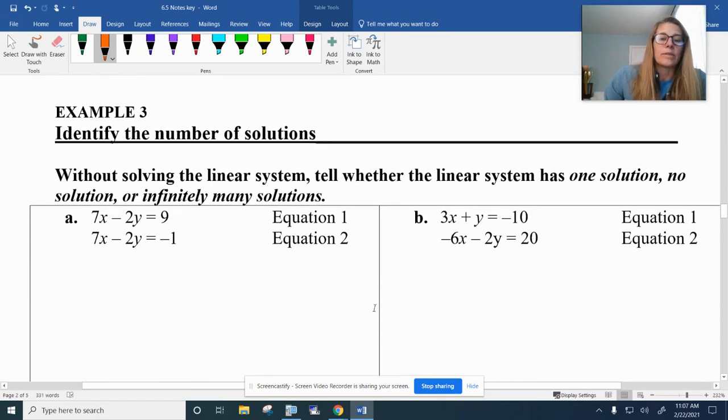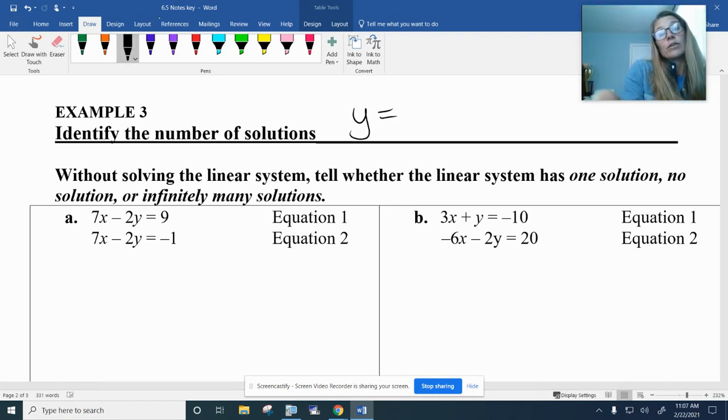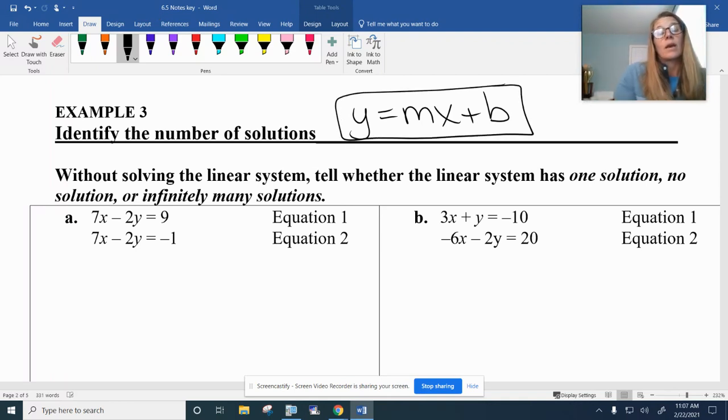All right, identifying the number of solutions without actually solving. So the last page we went over solving. We could use elimination, we could use substitution, we could also graph and see where they cross or don't cross. But actually, all we really need to do, we don't actually fully have to graph them. We could just get them into that slope-intercept form, and then we could analyze the slope and the y-intercept to see if they're going to be parallel, intersecting, or coinciding. And that would tell us if they have one solution, no solution, or infinitely many solutions.